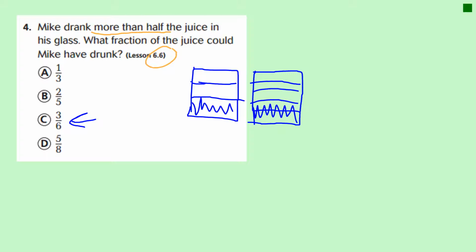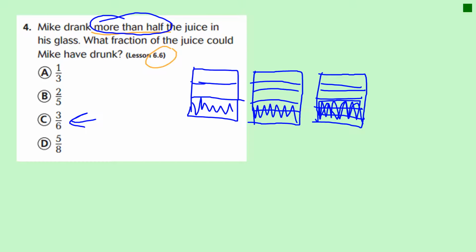What do you know about 3 and 6? 3 is half of 6. So 3/6 is equivalent to half. It is half. So it can't be 3/6 because it said more than half, not half.